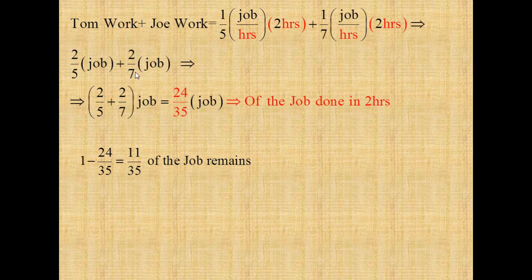Okay, so when we factor out job, we get 2/5 plus 2/7 job, which equals 24/35 of the job completed and done in 2 hours. Well, if 24/35 of the job is done, we subtract that from 1, the whole job. 1 minus 24/35 equals 11/35 of the job remains.